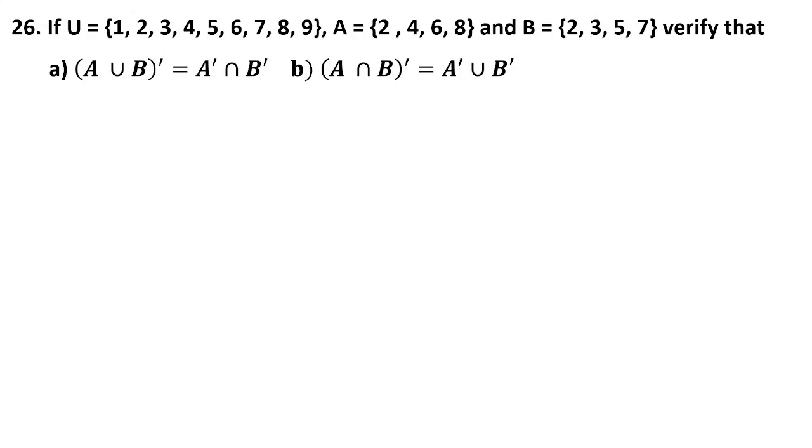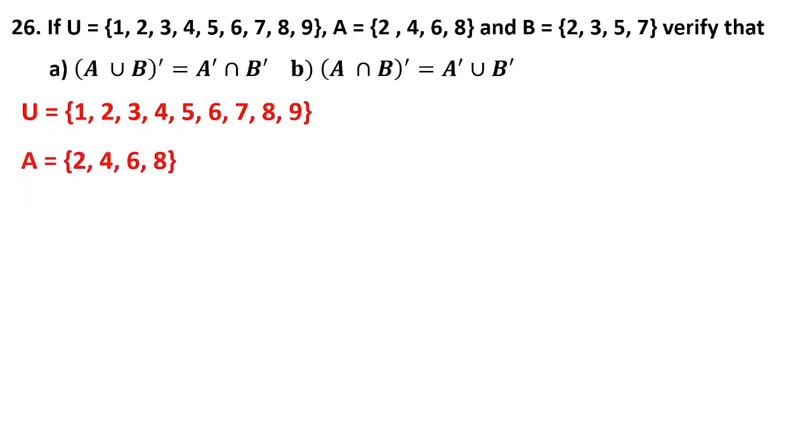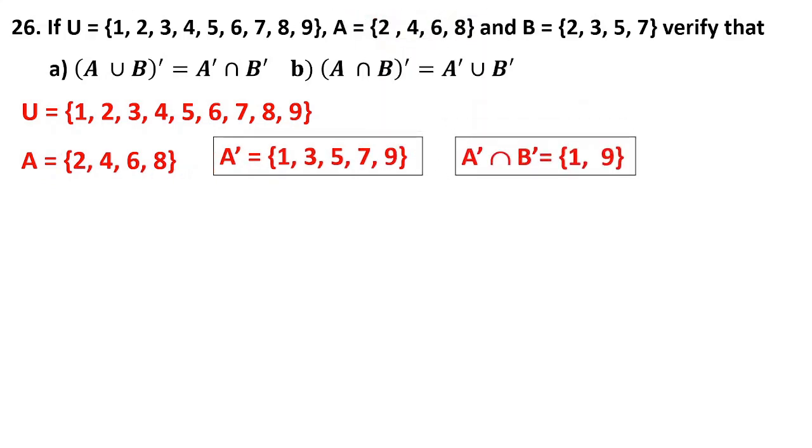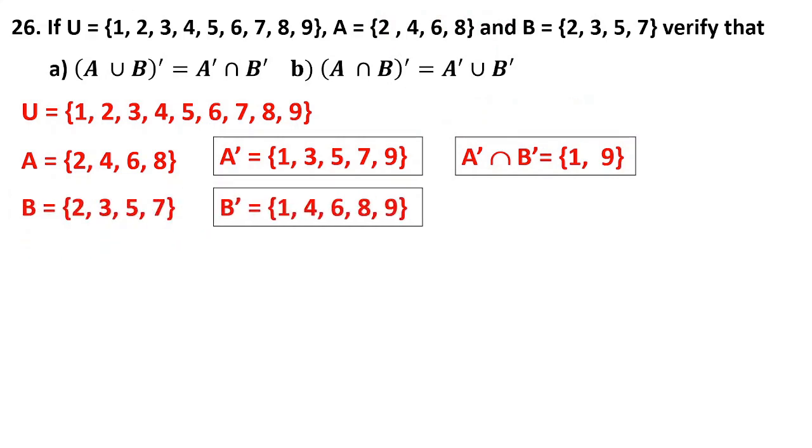Very simple. Let us take U and let us try to get the values of A, B, A dash, B dash and so on. A is 2, 4, 6, 8. Therefore, A dash is 1, 3, 5, 7, and therefore A dash intersection B dash is 1, 9. I am getting A dash and B dash and then finding A dash intersection B dash.